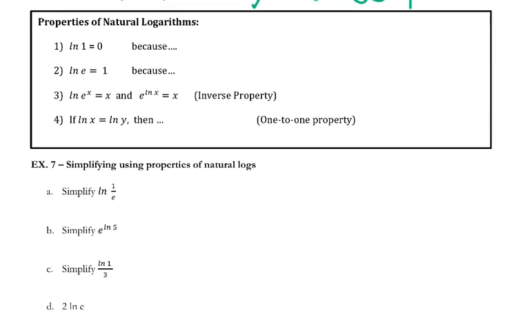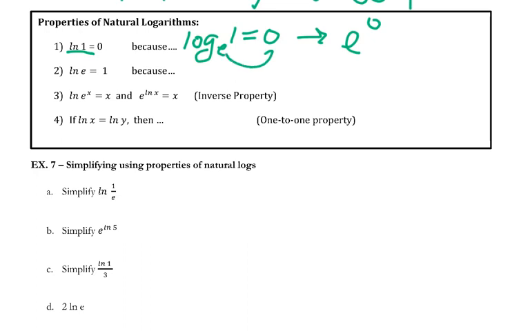Now let's talk about properties of natural logs. So remember, natural logs are logs and share the same properties. It's just going to look a little different because we don't see the base. So the natural log of 1 equals 0 because, remember, we're doing log base e of 1 equals 0. And we know that e to the 0 equals 1. So the natural log of 1 equals 0.